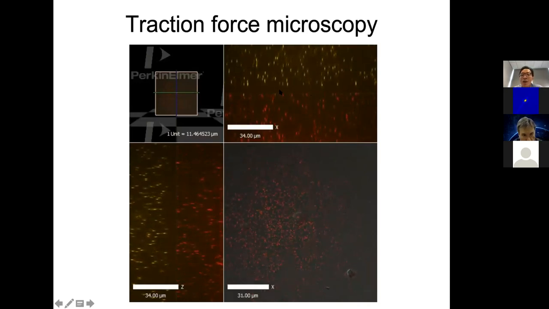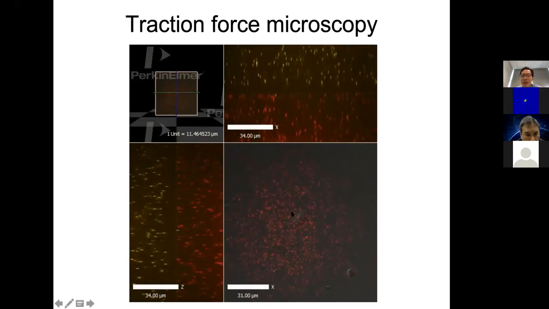So the cell is actually squished inside here. You cannot see the cell. It's too small at this level. So this is the XY plane. This is looking from the top. This is looking from the two sides.